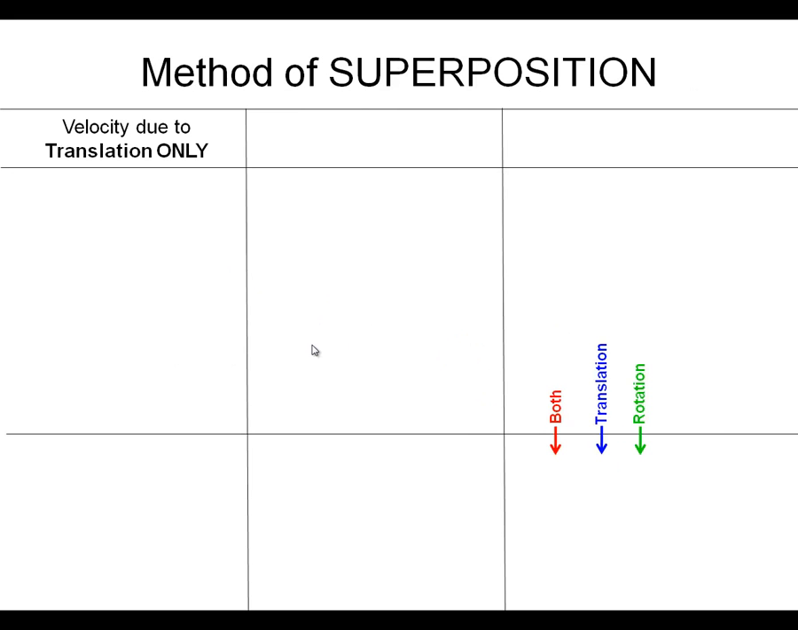First of all, let's look at the velocity due to translation only. So there's the translating component of velocity, and if it were only translating, then point B must also be going in the same direction. So let's draw that as a vector. That would be 3.5 in the i and -2 in the j.